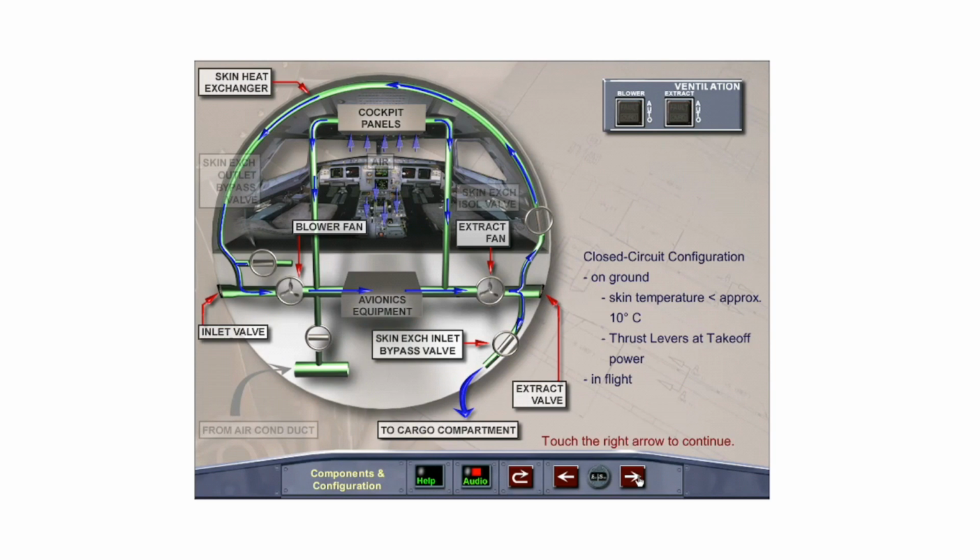If the AEVC detects airflow greater than required, part of the hot air is ducted below the floor of the forward cargo compartment through the skin exchanger inlet bypass valve.